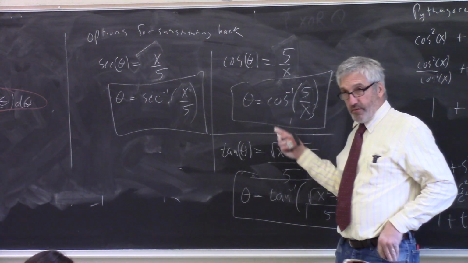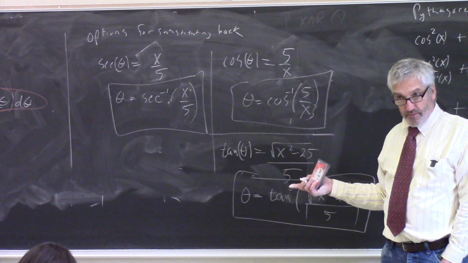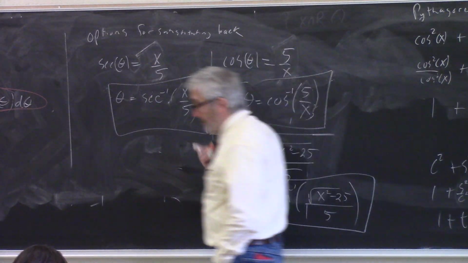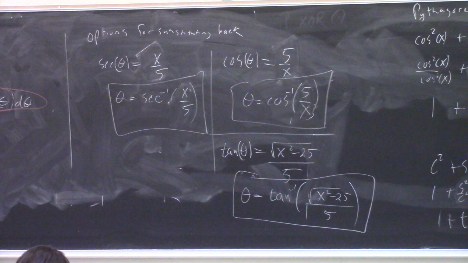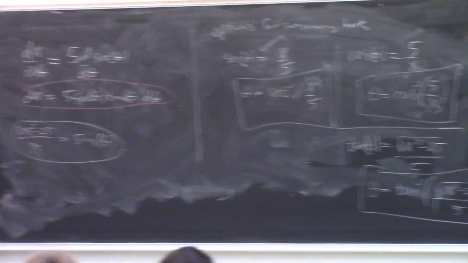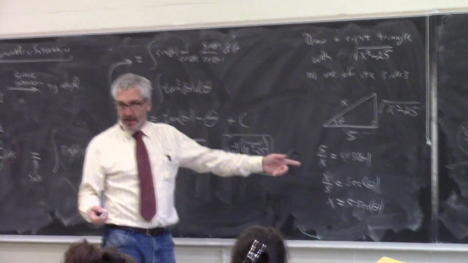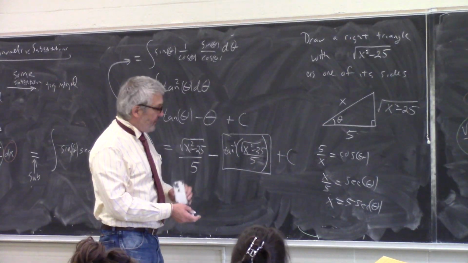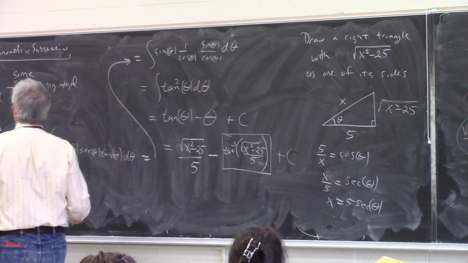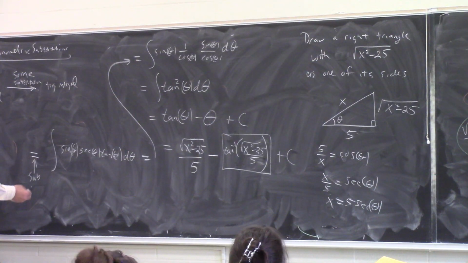These three things differ from each other by constants. So if I put this thing in here, and I think this is the correct one, then if I put secant inverse of x over 5 in here, it differs from this by some constant, but that's okay because there's a plus c in here. So that's a very confusing thing.